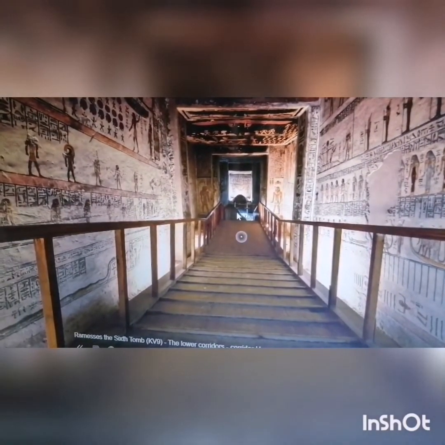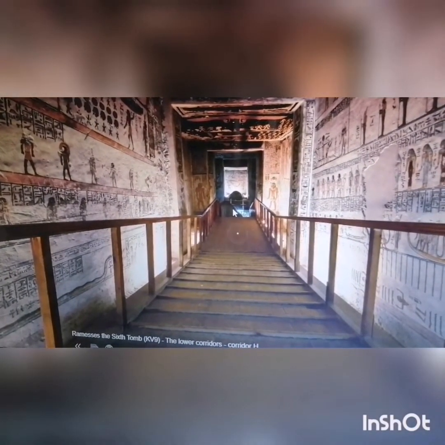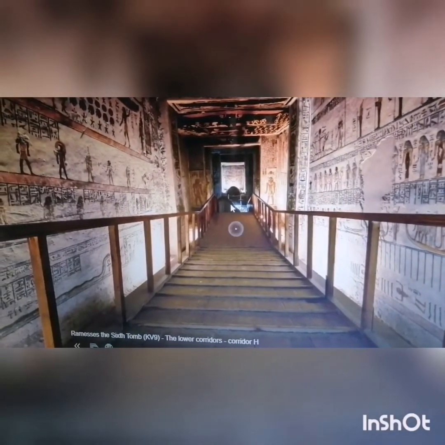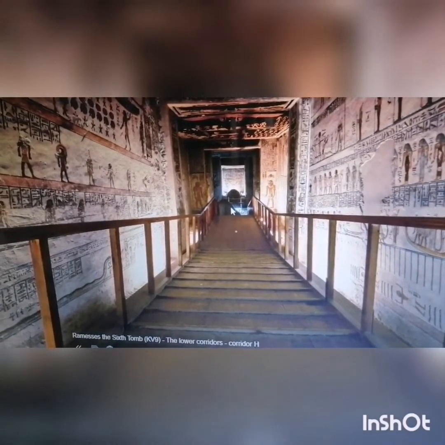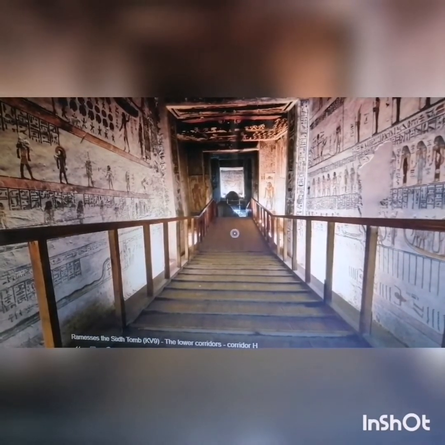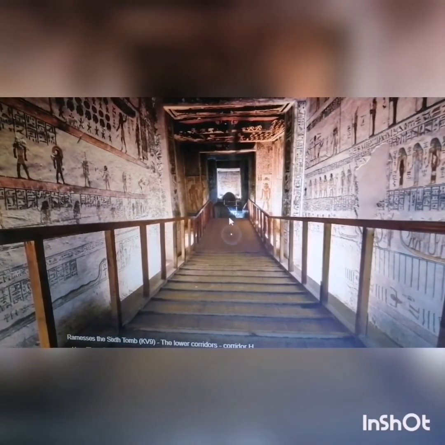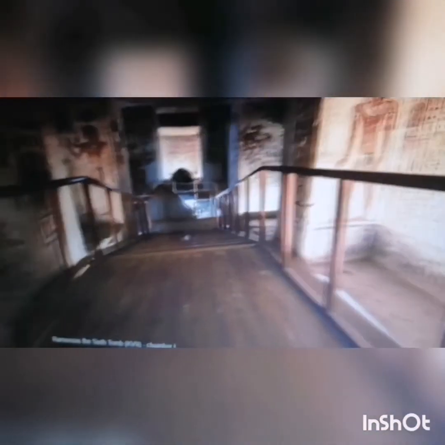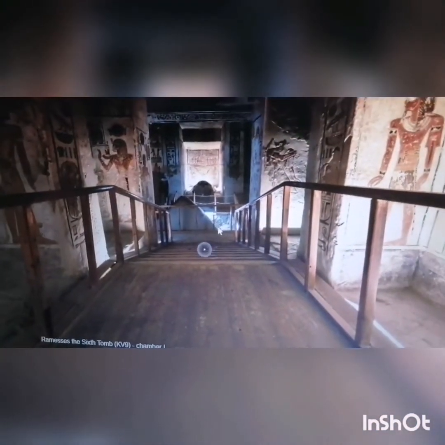This is corridor H. You can see on the walls confrontations with other people and gods, in addition to animals and an atmosphere of sunlight reflected to the ceiling. You can see the two humans in the columns, and this is the language of the Egyptians.